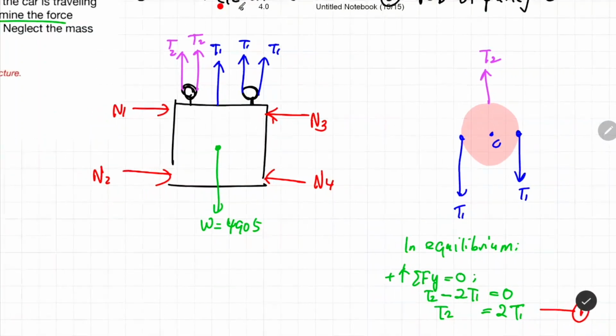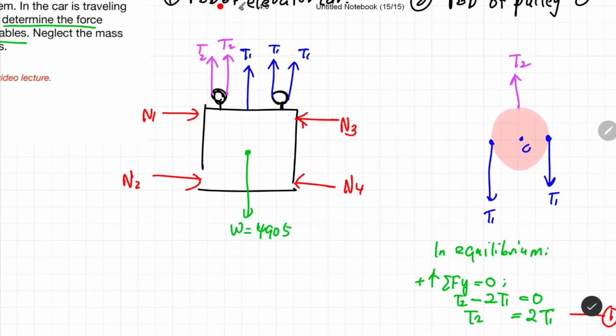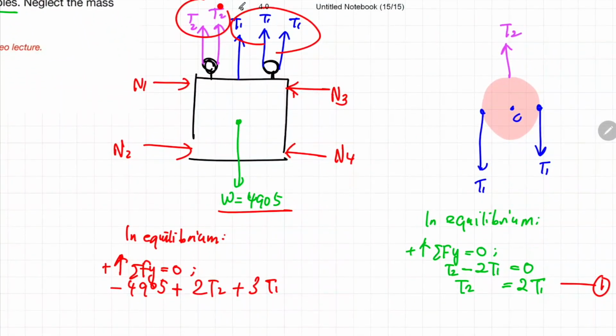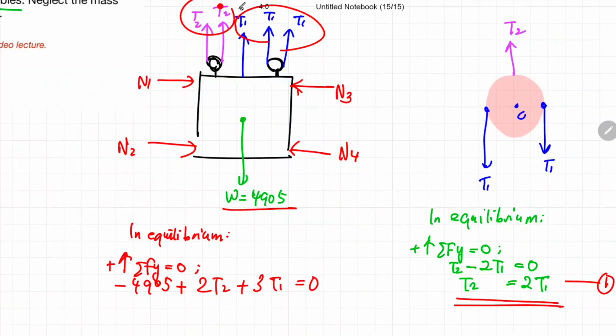So, now let us apply the equilibrium condition for the free body diagram at the elevator car. If you apply the equilibrium condition in the y direction, you know there is a negative 4905 acting downward, and then there is 2T2 over there, so plus 2T2, and there are 3T1 over there acting upward, so that is 3T1. So all this expression sums up to 0. So recall from equation 1, T2 is the same as 2T1. So you just substitute the value of T2 into this equation.